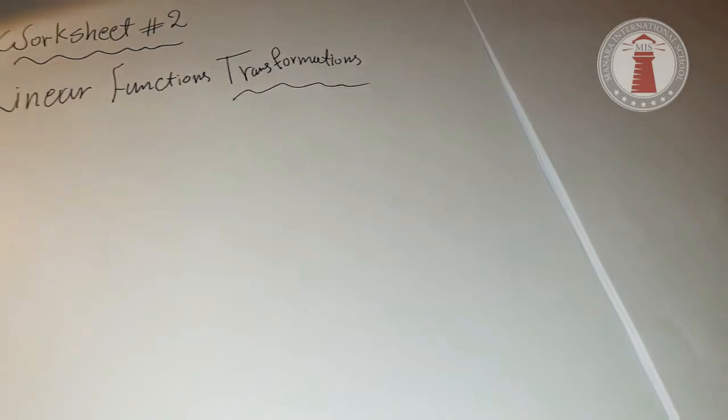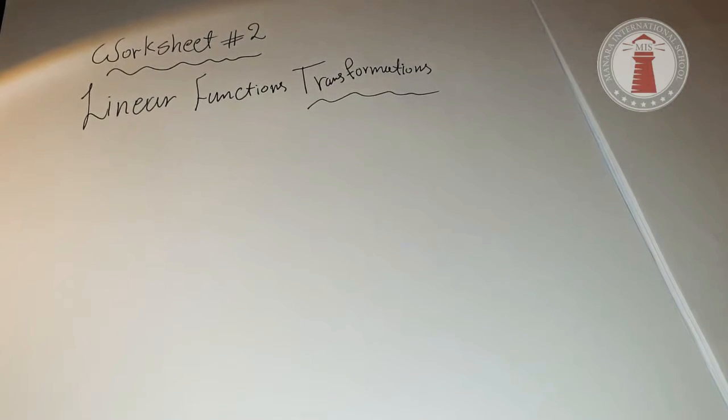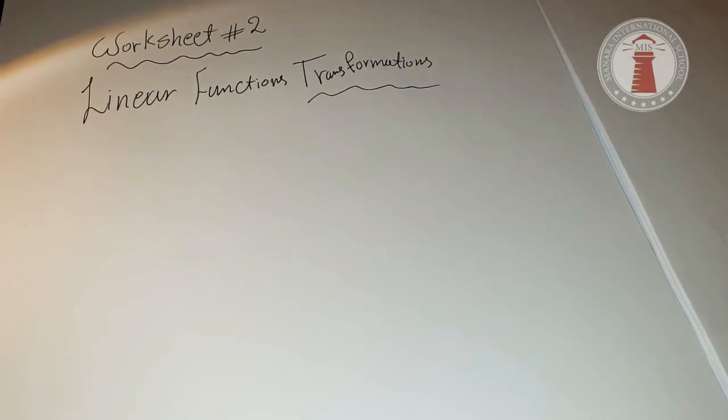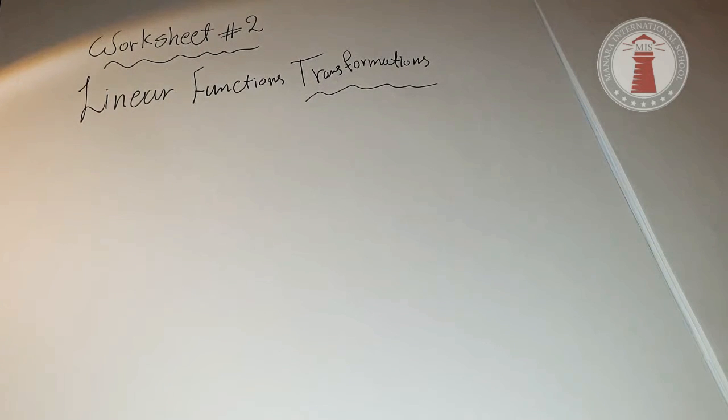This video will be attached to the second worksheet that I just posted on Google Classroom. This worksheet is a revision for the linear function transformation, or transforming the linear functions. In this worksheet, you'll find how to change into the slope-intercept form and the general form, or the y-intercept and slope form, and then how to graph it.